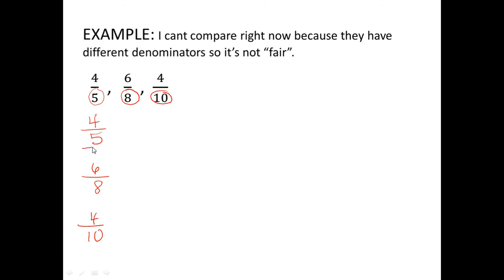The second step is the backwards L, which is really your first step. So you box your fractions with the backwards L so that you can keep it organized again. Then it says to list multiples of the denominators. So I'm going to list multiples of 5, 8, and 10 because those are my denominators.